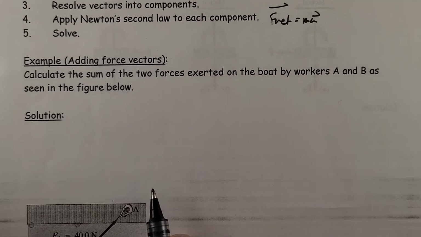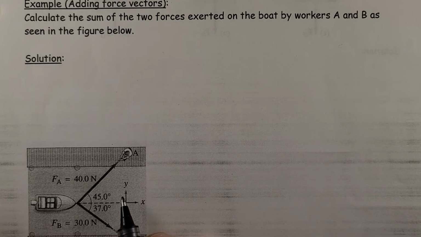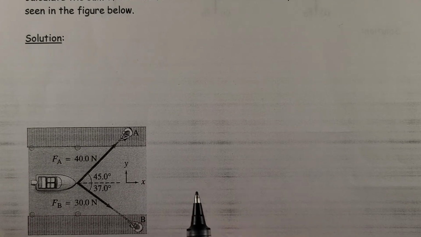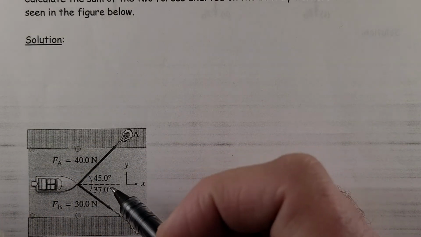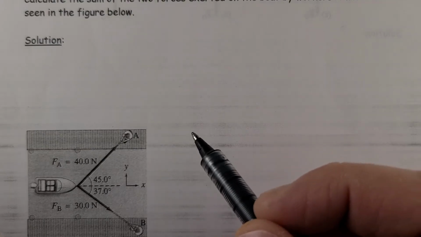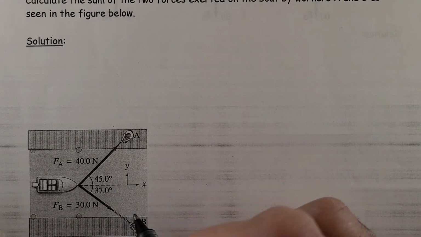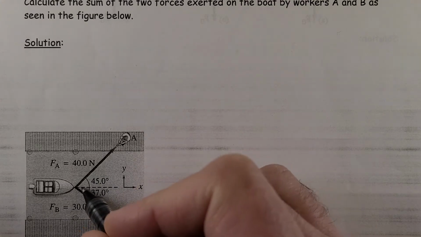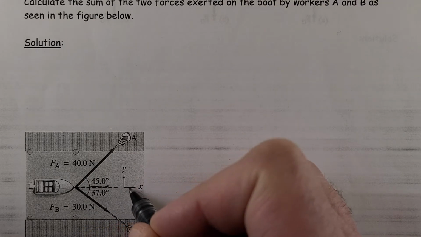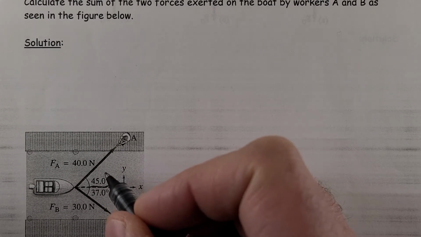Calculate the sum of the two forces exerted on the boat by workers A and B as seen in the figure below. So this is a bird's eye view. So we're looking down on the boat. So we're not going to have to worry about normal forces or Fg, just simply pulling the boat forward in two angled directions. So here we have person A pulling at an angle. If we look at the boat going straight ahead, it's an angle of 45 degrees in relationship to straight ahead.